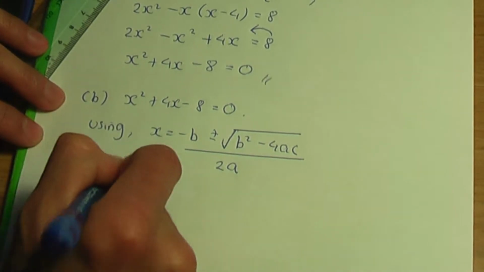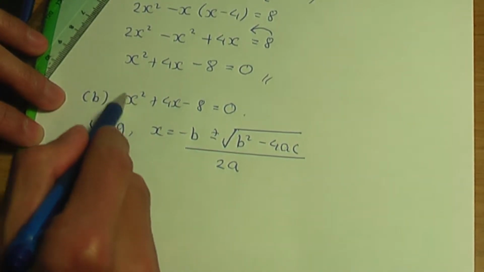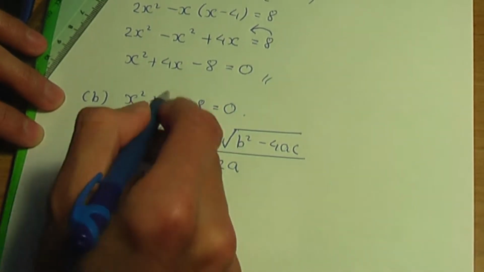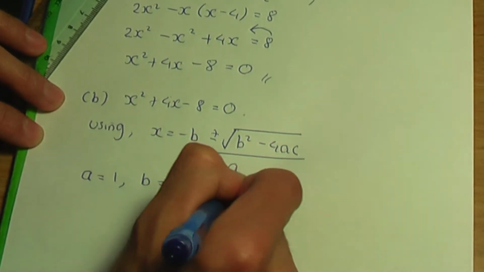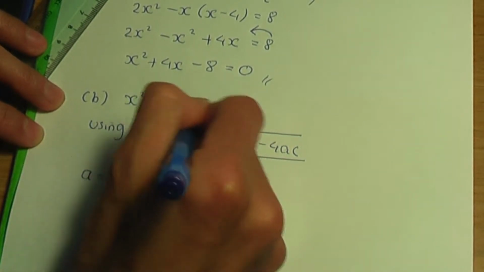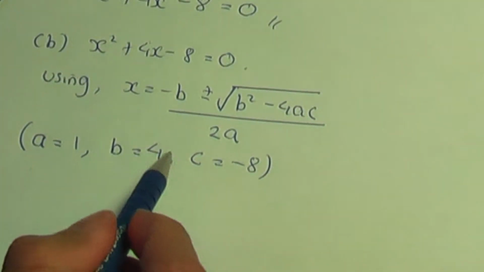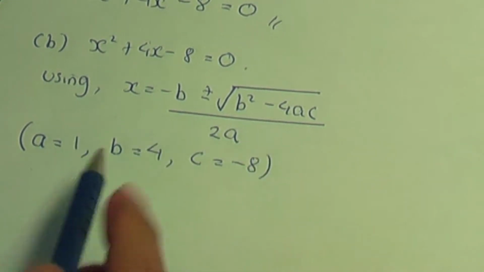So let's think about a, b and c for this formula. A is the coefficient of x squared, so a is 1. B, coefficient of x, b is plus 4. As for c, c constant minus 8. Now that I know a, b and c, let's plug it into the formula. Let's see what we're going to get.